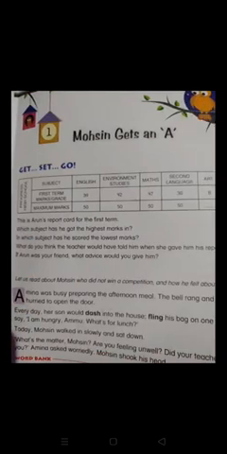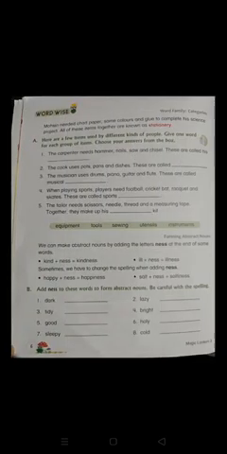Chapter 1, Mohsin gets an A. Children, yesterday we finished the exercise of this chapter and today we will solve the remaining exercise. Let's start. Mohsin needed chart paper, some colors and glue to complete his science project. All of these items together are known as stationery.